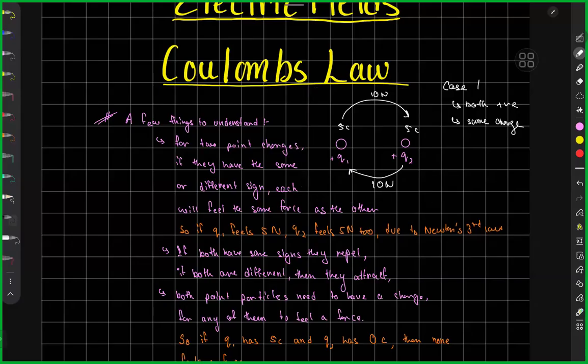So now, case 2, both are positive, but different charge. What happens then? They say this is negative. Still 5 Coulomb, still 5 Coulomb. My bad, I've written something wrong. Let's say this is 10 Coulomb. So same type of charge, positive, but different amount of charge. So one is 5 Coulomb, the other is 10 Coulomb. What happens in this case? Let's say the value has changed.